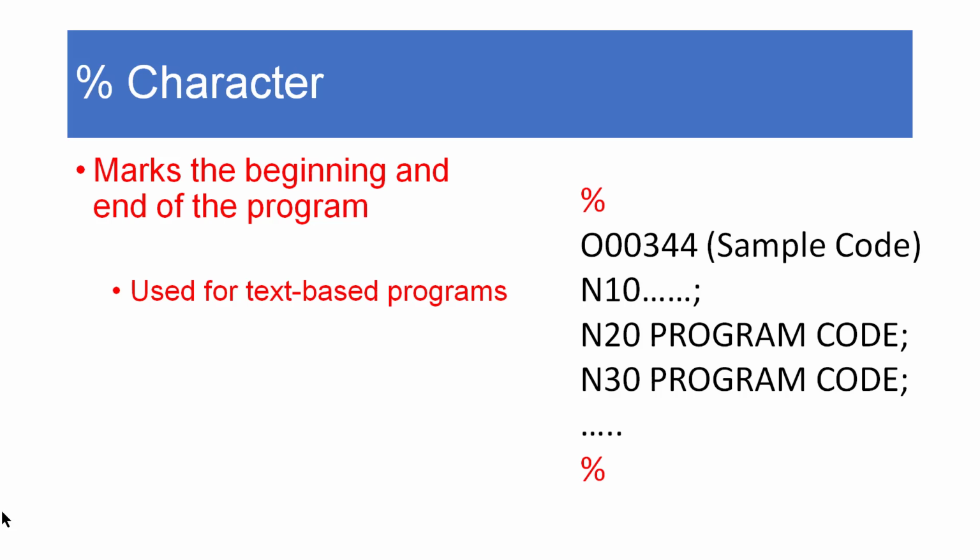So the very first thing we're going to start with in red here are these percent symbols. Those percent symbols come from the text file import into the controller. So that helps the machine know where the code starts and stops. It's used for text-based programs.